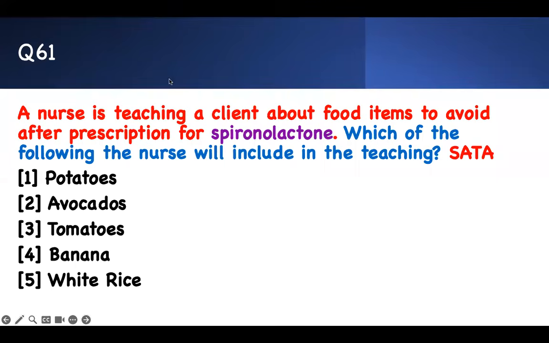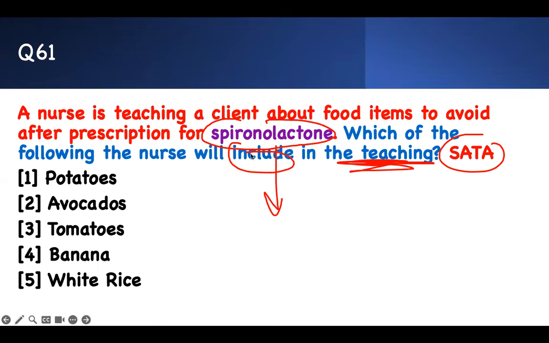Next question. SATA, select all that apply. If you know the right answer, leave it below. A nurse is teaching a client about food items to avoid after a prescription for spironolactone. Which of the following will the nurse include in the teaching? Breaking the question down: teaching about spironolactone, and I need to do what? Include it. Rewriting them in my own words.